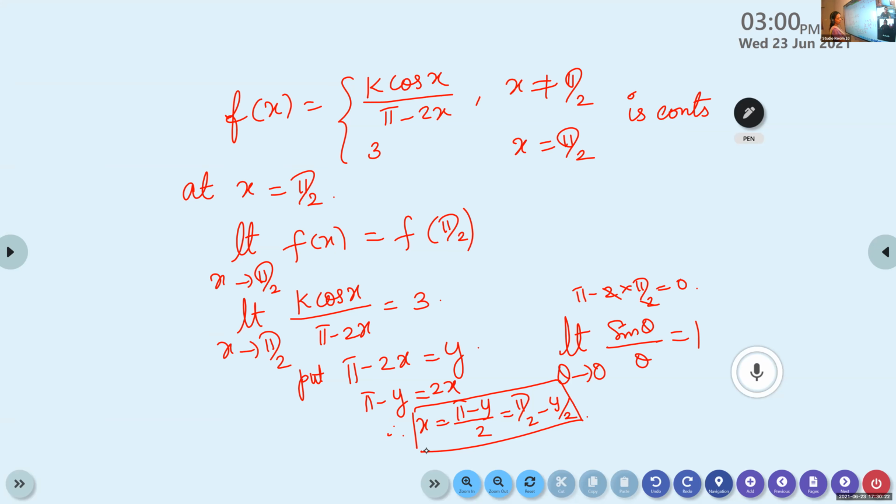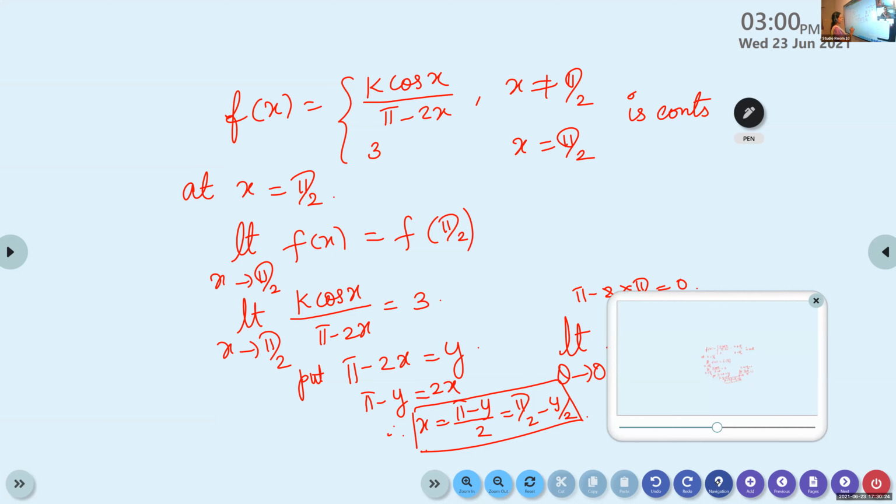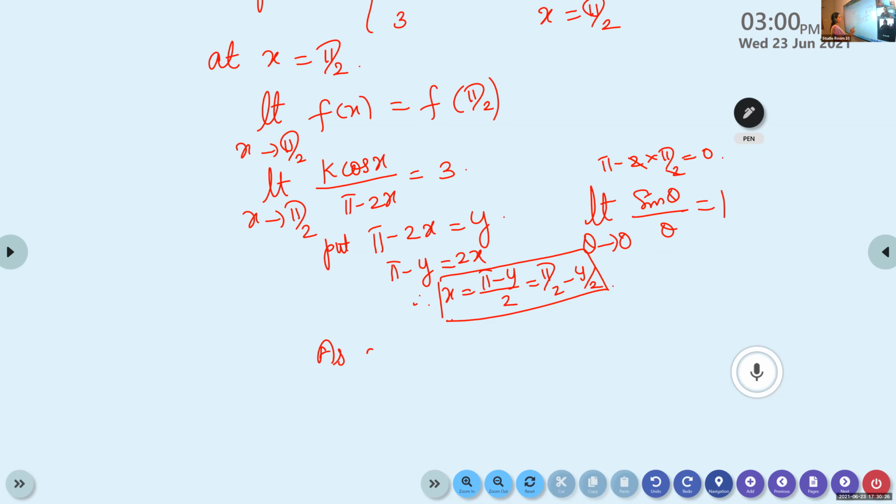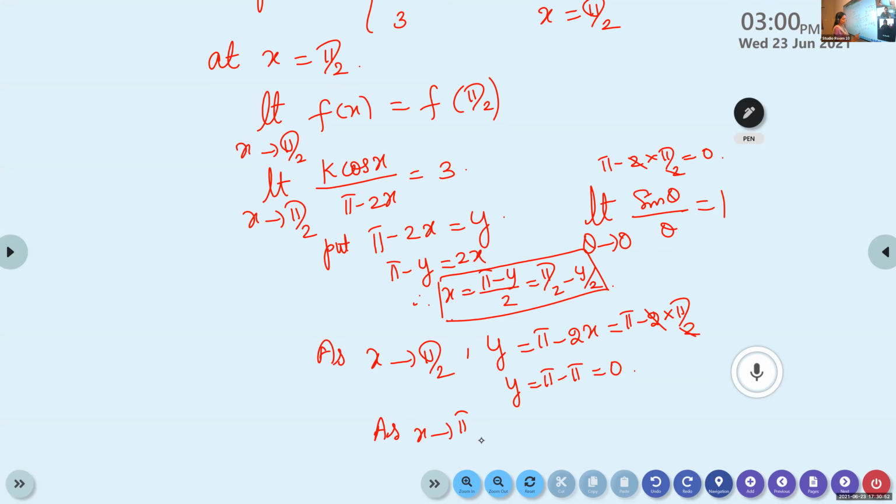So now find the limit. As x tends to pi by 2, what will be the value of y? Y is equal to pi minus 2x, isn't it? In the place of x, we can put pi by 2. So 2 into pi by 2, the 2 will get cancelled, and we get y is equal to pi minus pi, which is 0. So as x tends to pi by 2, y tends to 0.